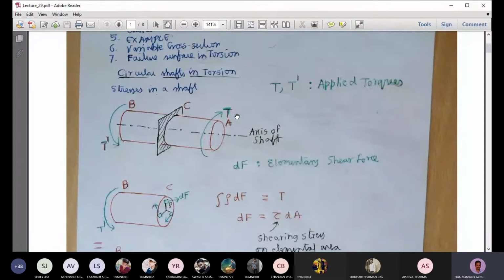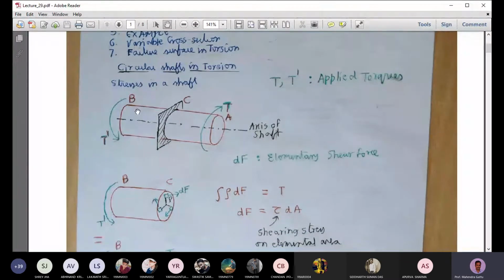So here we have a circular shaft which has a constant area of cross section, and this is the axis of the shaft, and we are applying some twisting moment at the ends. So at end B we are applying twisting moment T prime, and at end A we are applying the moment T.